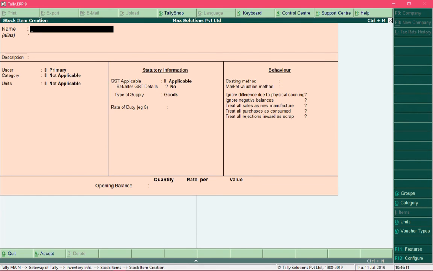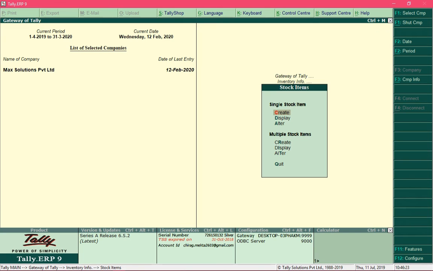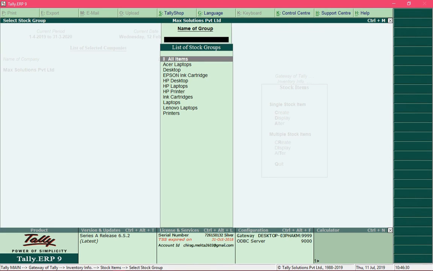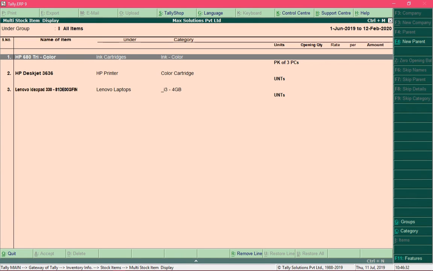At this point I have created enough stock items which will be used to record purchase and sales. So let's view them. Press the escape key to exit from the item creation screen and select the option display, which is under multiple stock items, and select the option all items. These are the stock items which we created, and we will use these stock items to record their purchase and sales.